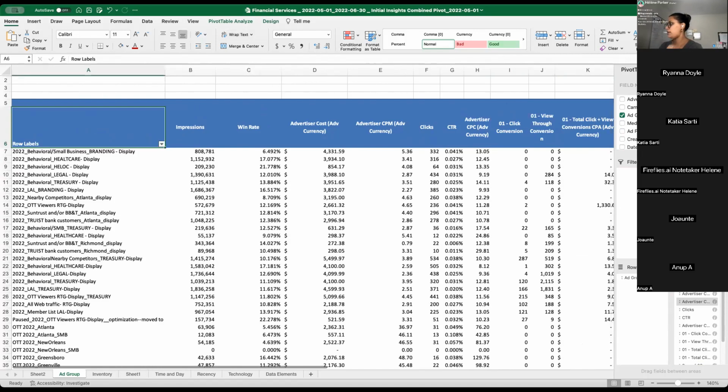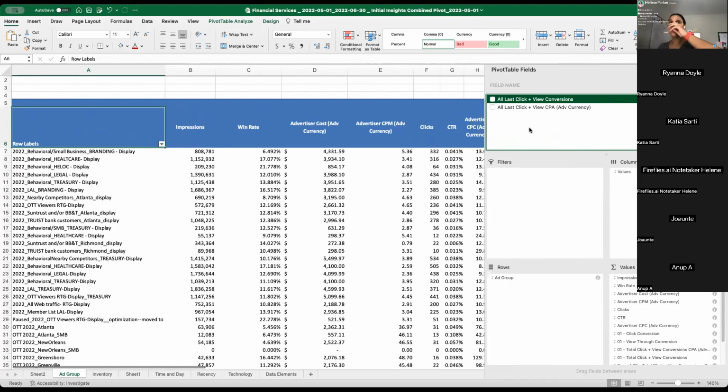So my impressions and my conversions are pulled, but again, my CPA is $25 for all, like a total average of all of the conversions. So I want to pull this, okay?